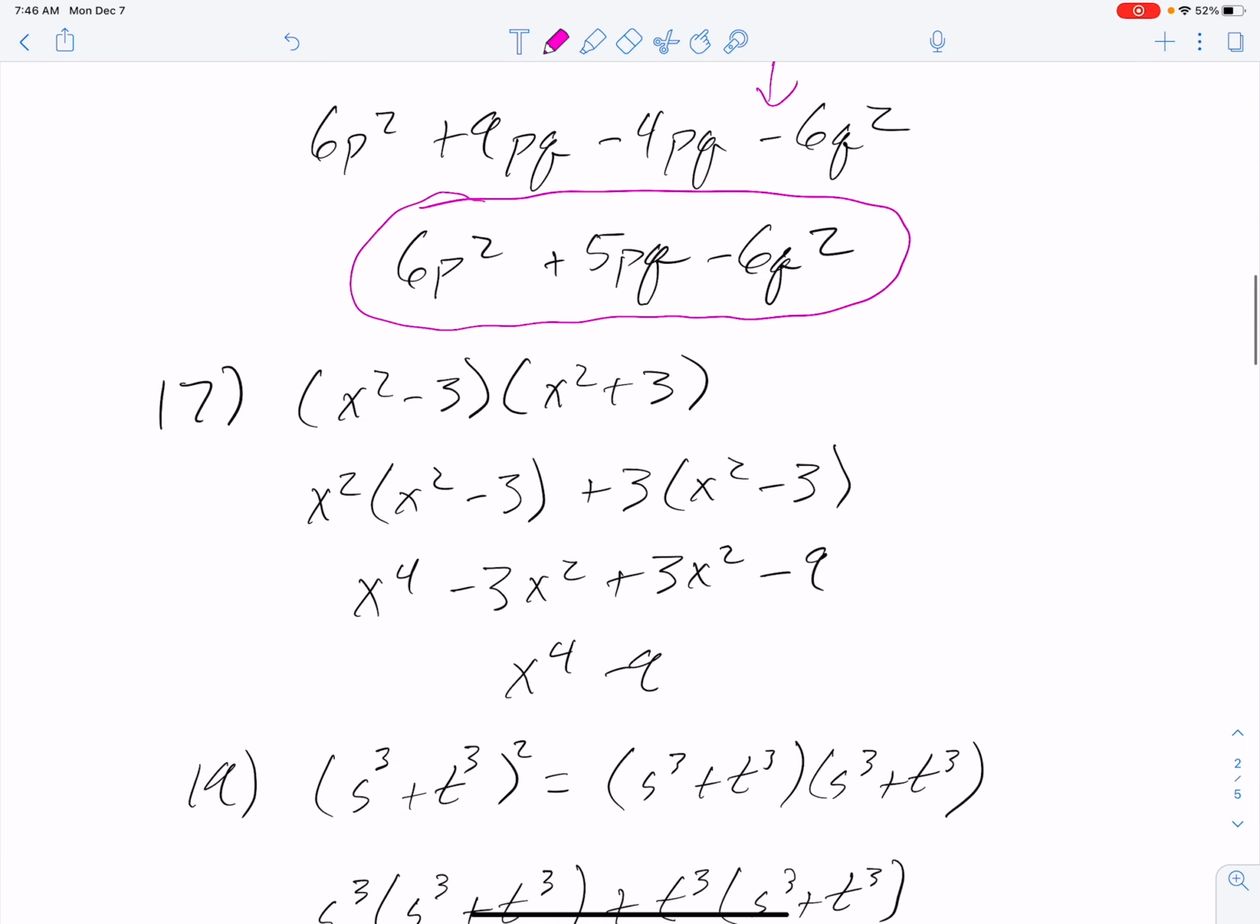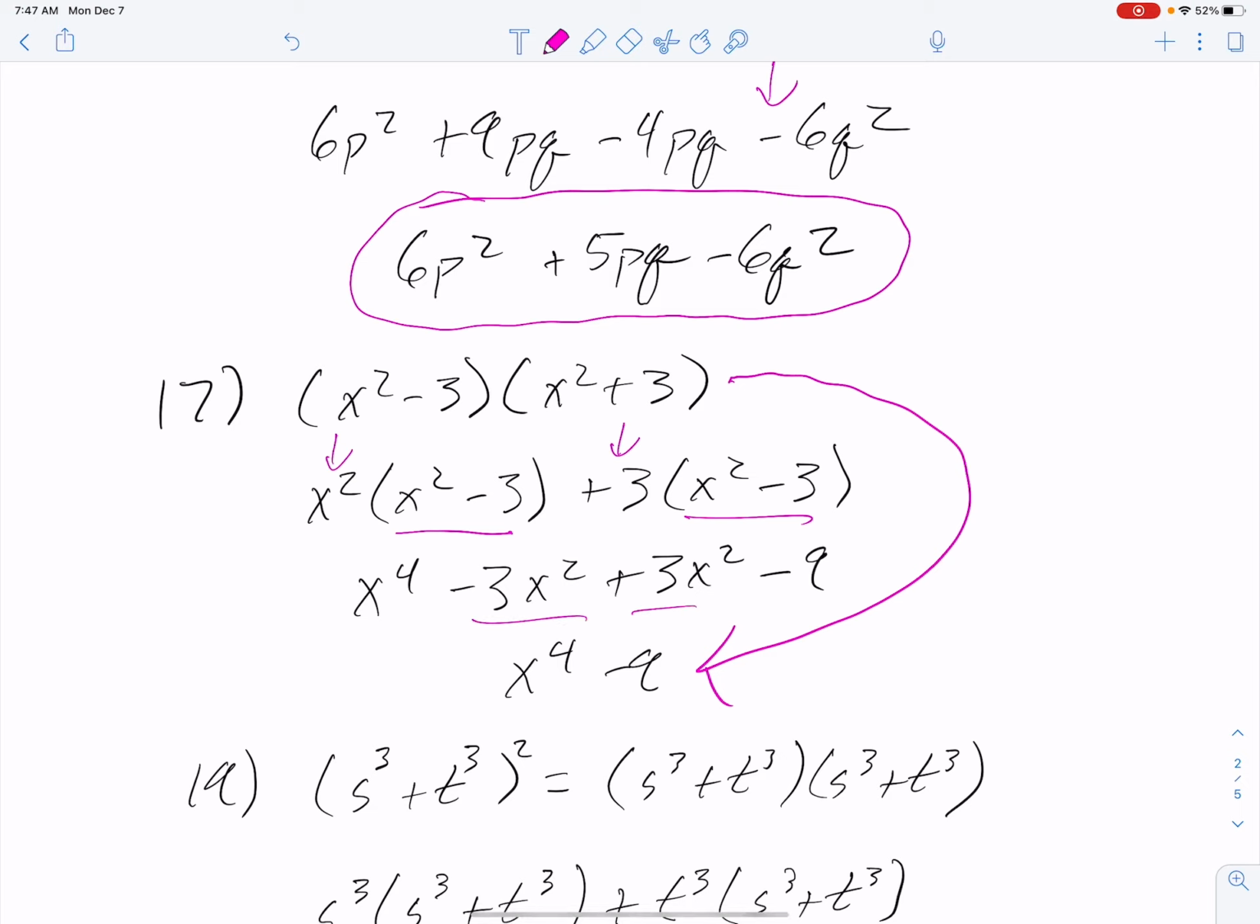17, some people might recognize this as the difference of squares and go straight to their final answer, and that's all right if you know your difference of squares rule. Similar in number 19, if you know your square rule, it's up to you. But I'm distributing x squared minus 3 to x squared plus 3. My middle terms will add up to 0, that's why we call this the difference of squares, and I end up with x to the 4th minus 9.